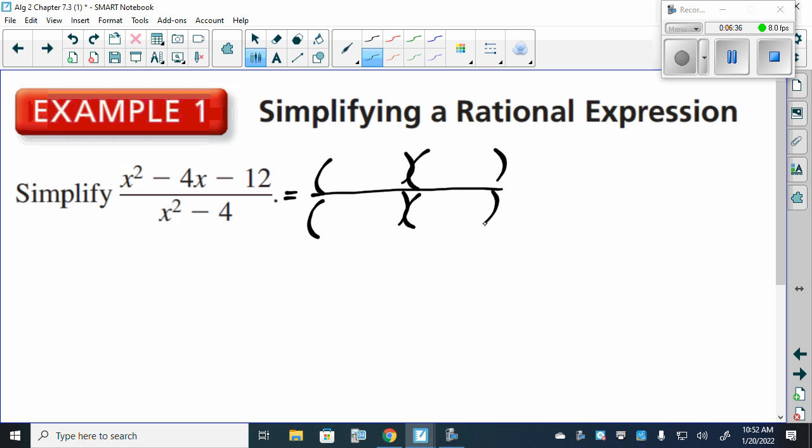Doesn't matter because we're going to factor both. Which one does it look like it'll be easier to factor? The bottom, the x squared minus 4, because x squared minus 4 is a difference of perfect squares. So it would actually factor to x plus 2 and x minus 2.